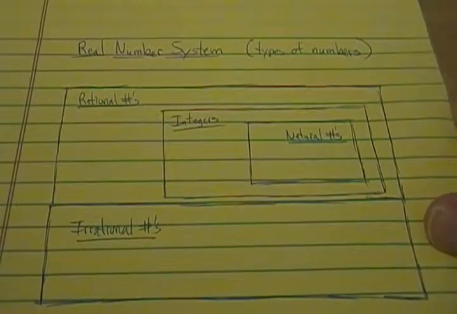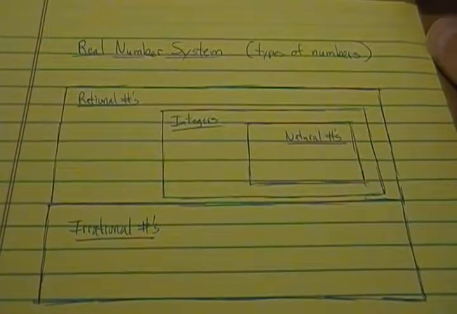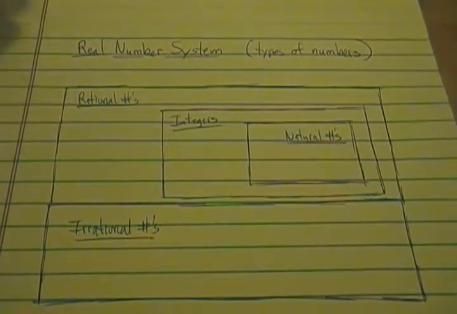Welcome to Saucy Math. Today we're going to talk about the real number system, which is basically just the types of numbers that we have.